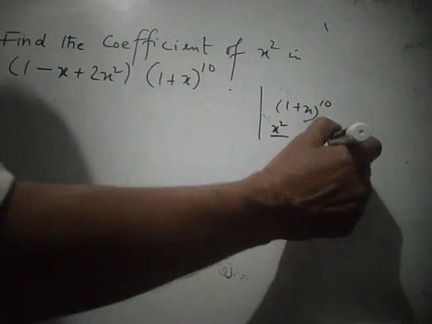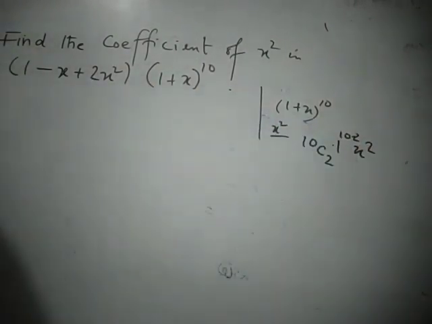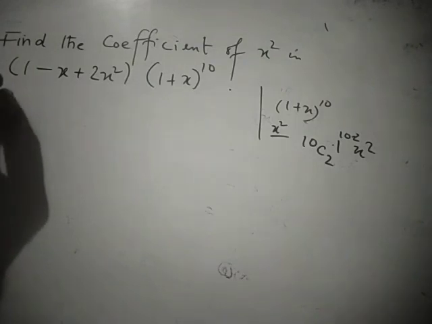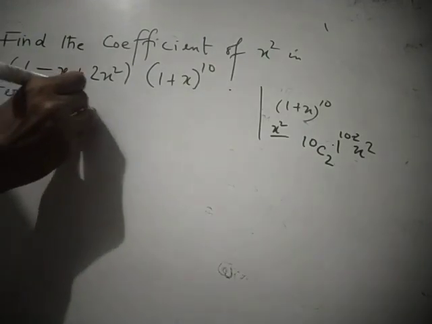The coefficient will be 10c2 directly, that is, (1) to the power 10 minus 2 into x square. We can directly write the term. But here, more than one term will give x square, because it is a different expansion. So we have to find not a single term; there will be more than one term containing x square.